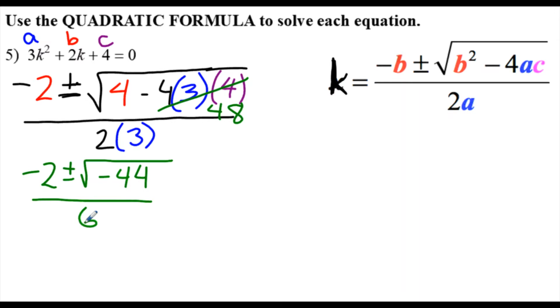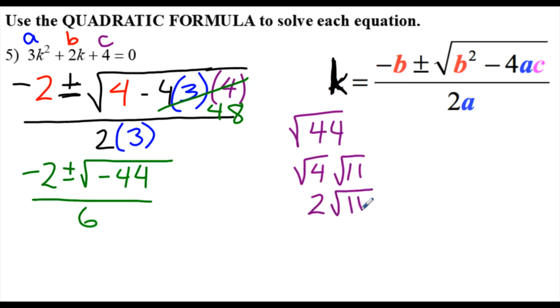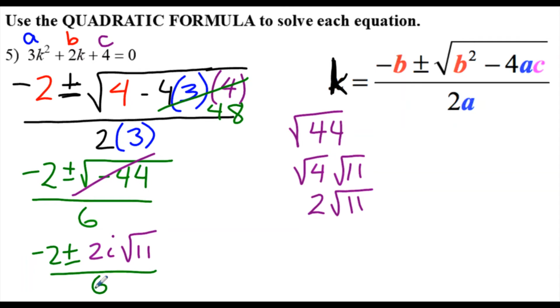Okay. Now, we've done this before, but it's been a while. We need to clean up that square root of negative 44. We know what to do with the negative in there. It's just going to have an i in it. The square root of 44, we can say, well, there's a square root of 4 in it. It's 4 times 11. And I know the square root of 4 is 2. So I split the 44 into 4 times 11 because I know the square root of 4 is 2. And so I'm going to change this part into 2i times the square root of 11. So otherwise, I would have negative 2 plus or minus 2i times the square root of 11 all over 6.